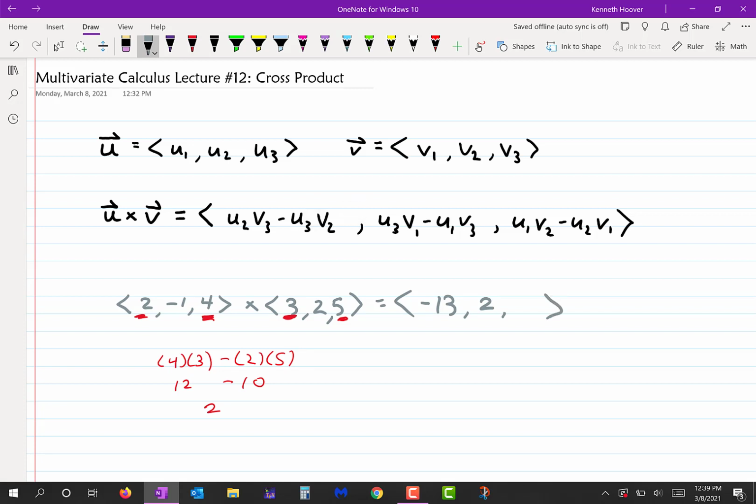Okay, and then the third component. For that we have 2 times 2 minus negative 1 times 3. So that'll be 4 plus 3, which is 7. Okay, and that's how you do cross product.